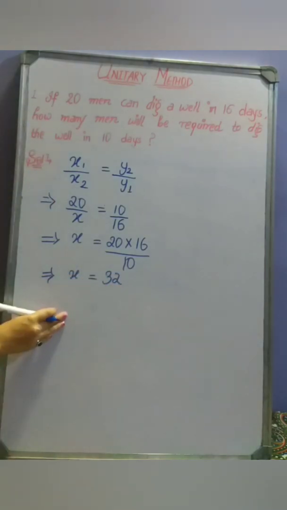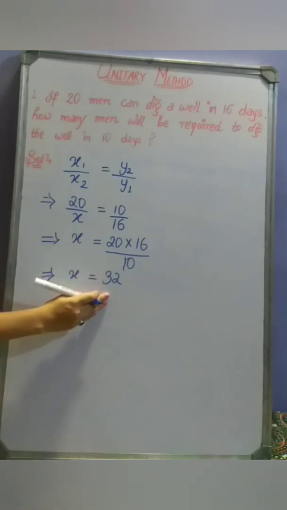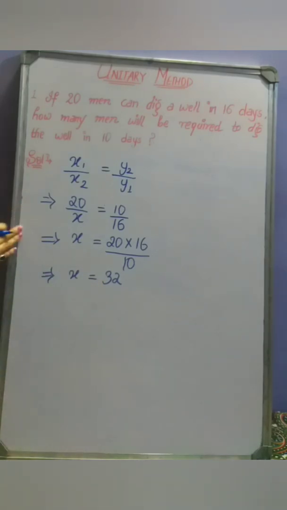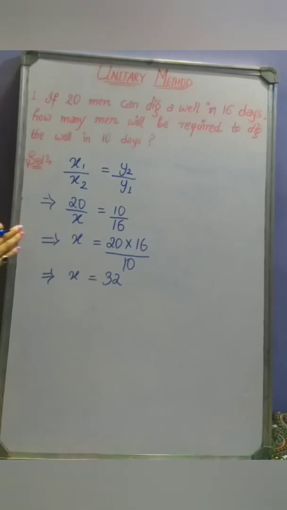So now we again get to know that 32 men are required to dig the well in 10 days. So this is the second method called the proportional method to solve this question. And any question can be solved in either proportional method or in unitary method.